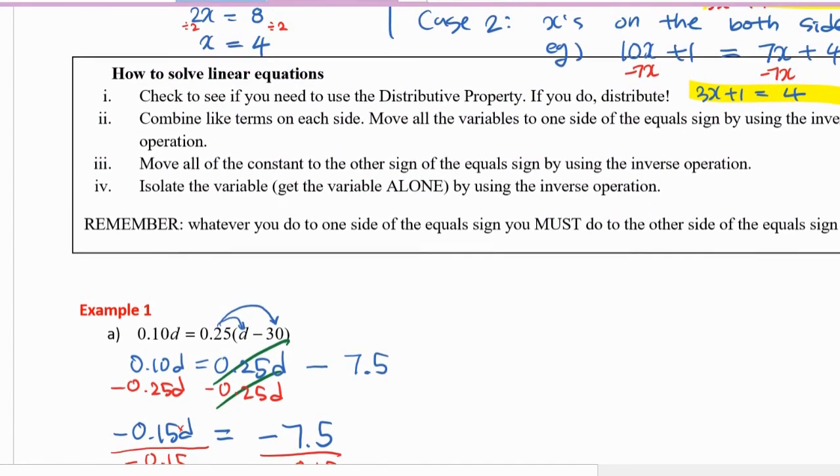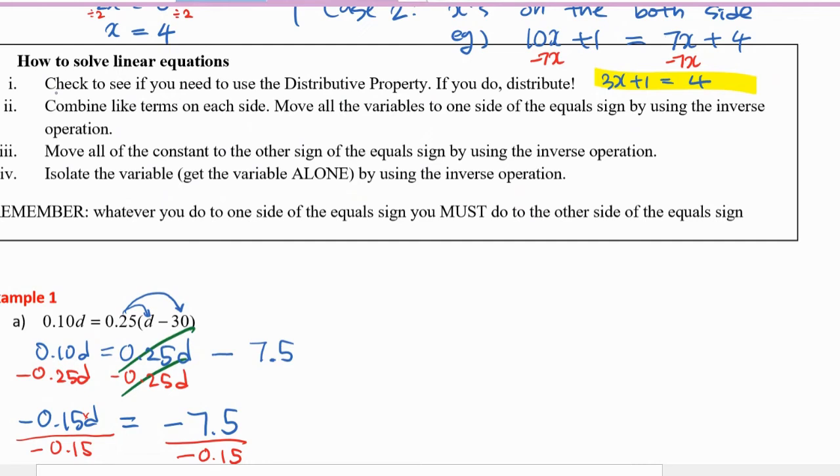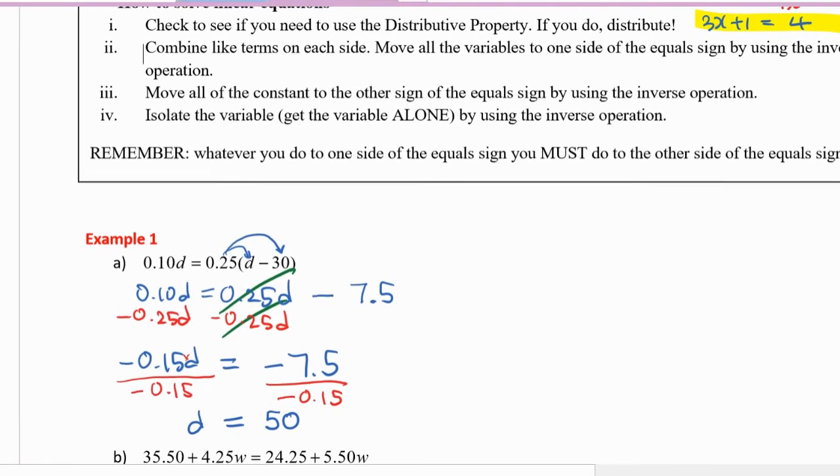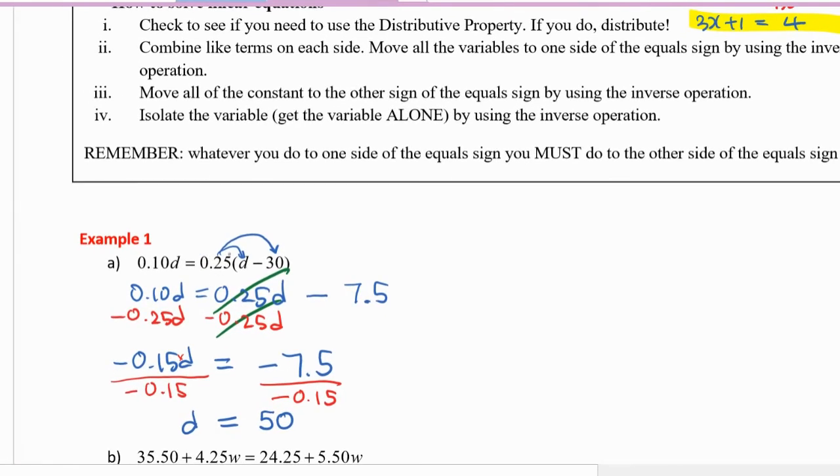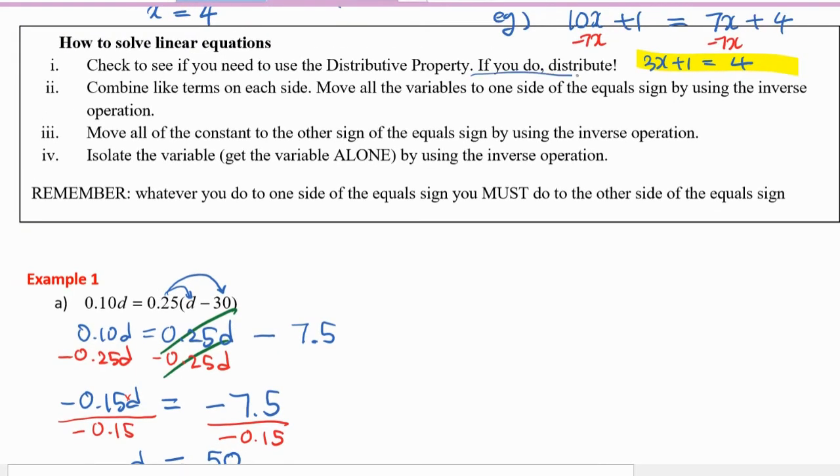Okay, here are the steps. Check to see if you need to use the distributive property. Here we can use the distributive property to solve the equation. If you do, distribute. Combine like terms on each side. Move all the variables to one side of the equal sign by using the inverse operation.